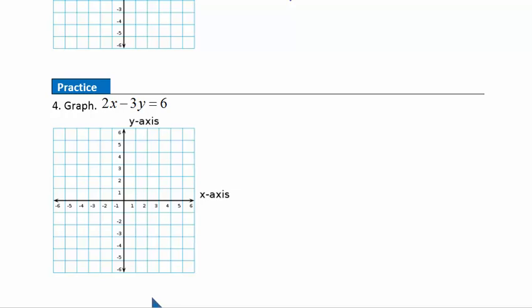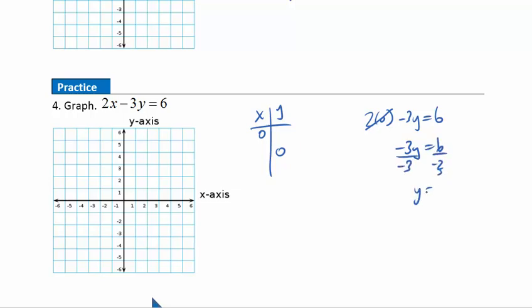All right, practice question 4. Making ourselves a t-table, x first, y second. I think 2 easy points to try here are 0 for x and 0 for y. So let's put a 0 in for x. When I put a 0 in for x, I'd have this 2 times 0 minus 3y equals 6. So 2 times 0 is going to give me 0, so I'm left with negative 3y equals 6. Divide both sides by negative 3. And then you get that y equals negative 2.